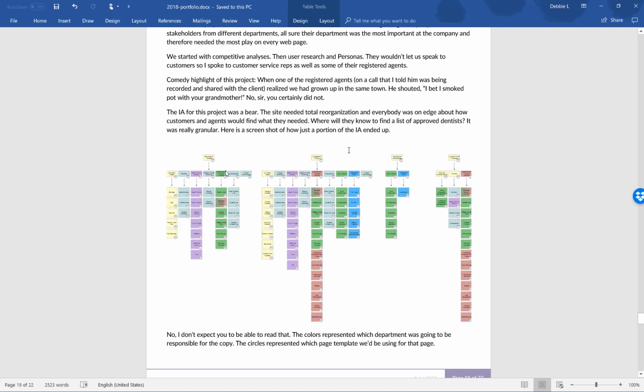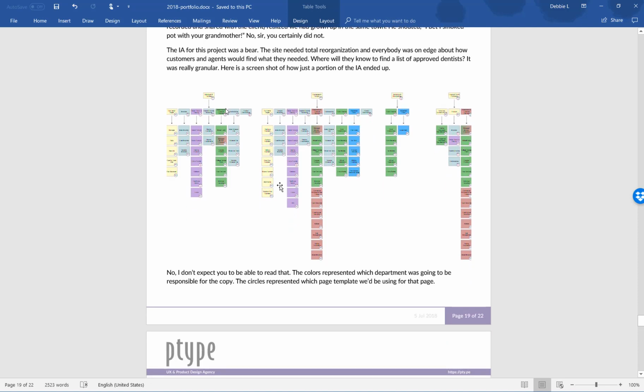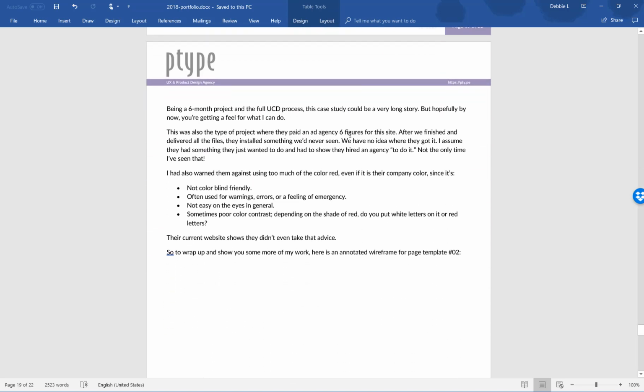Part of the problem of this site was it all had to be reorganized. So this was a huge information architecture project. The colors represented the different departments that would be responsible for the content, and the circles represent which template this page was going to use, because obviously on a site with hundreds of pages, you really want to get it into templates.